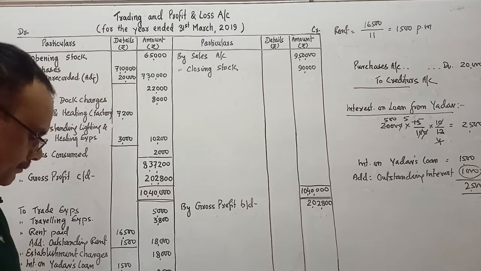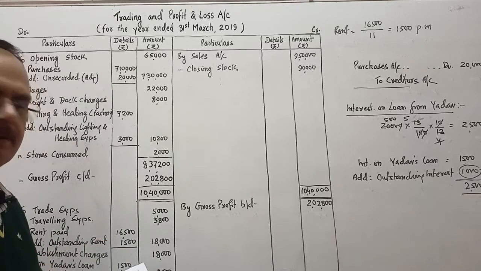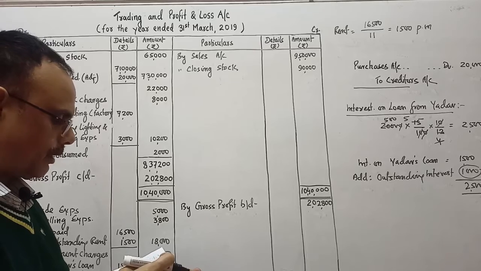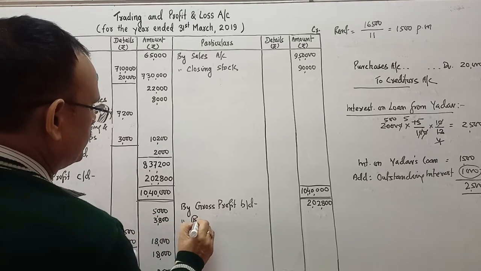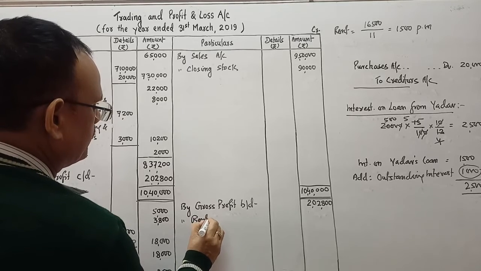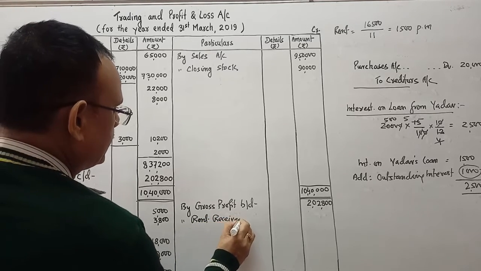Thereafter you come to the credit side. There are no indirect expenses left on the debit side. Now on the credit side you come to rent received. It's an indirect income, rent received.